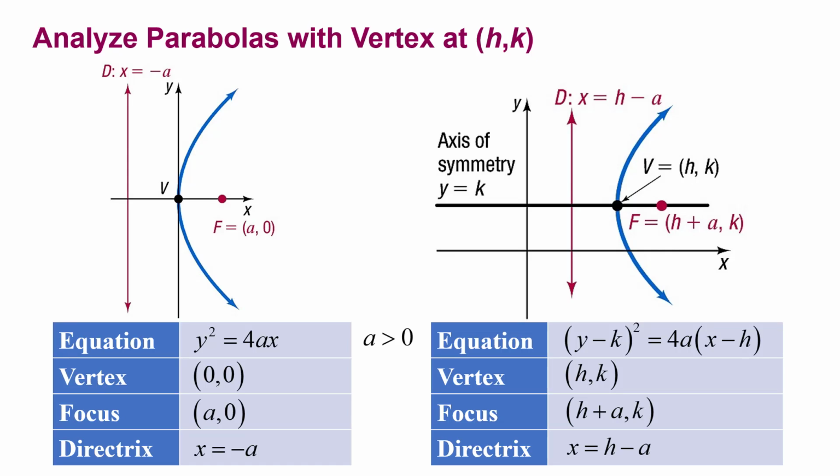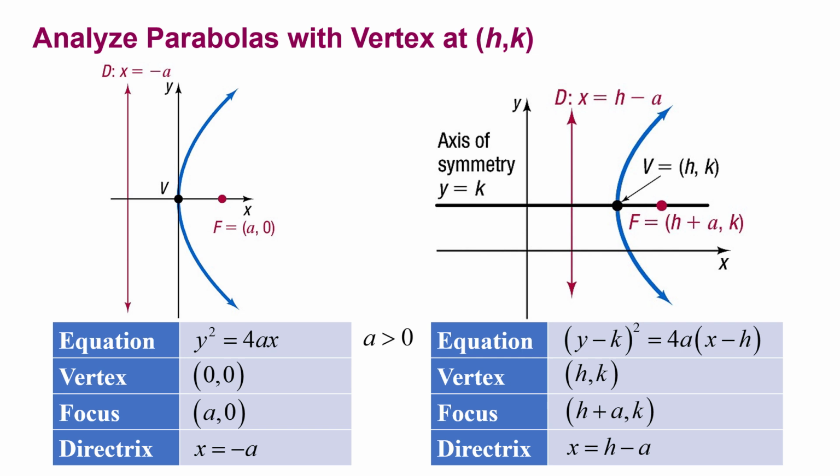In this video, we're going to analyze parabolas with vertex at a point h, k. Now, if a parabola with vertex at the origin and axis of symmetry along a coordinate axis is shifted h units horizontally and k units vertically, the result is a parabola with vertex at the point h, k, and axis of symmetry that would be parallel to a coordinate axis.